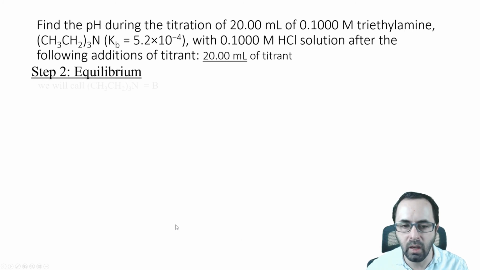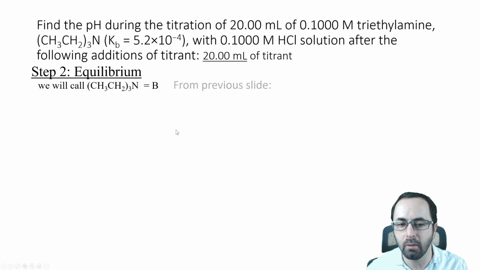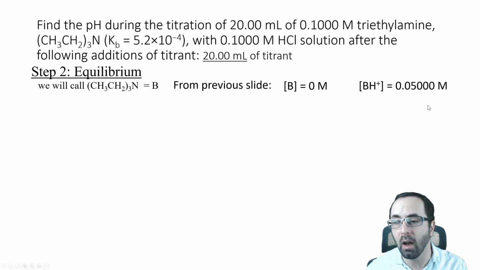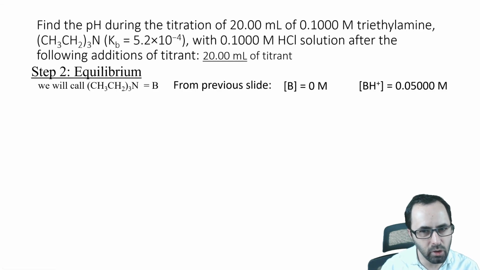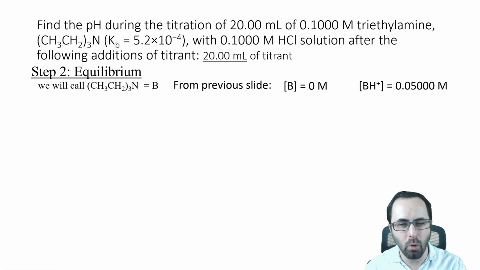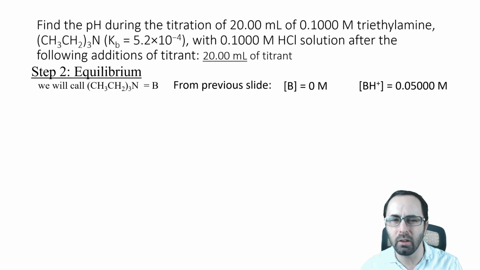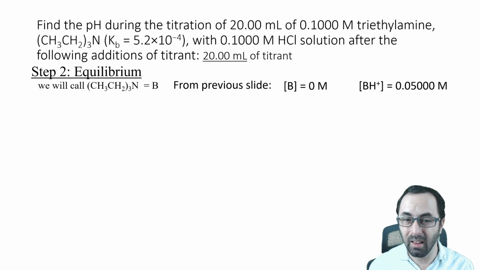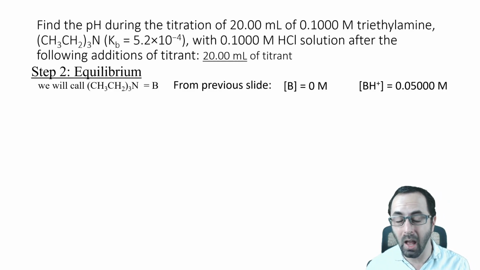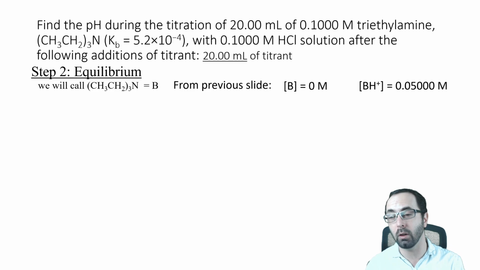So equilibrium, still calling the weak base B. From the previous slide, we had 0 molar remaining of our weak base and 0.05 molar of our BH plus. This is very important for deciding which equation you write. As I said before, you've started to do this again and again, and the math should be starting to become more routine for you. What's hard is deciding what it is that you're dealing with in your flask. What is in your flask? What should you write for your reaction?